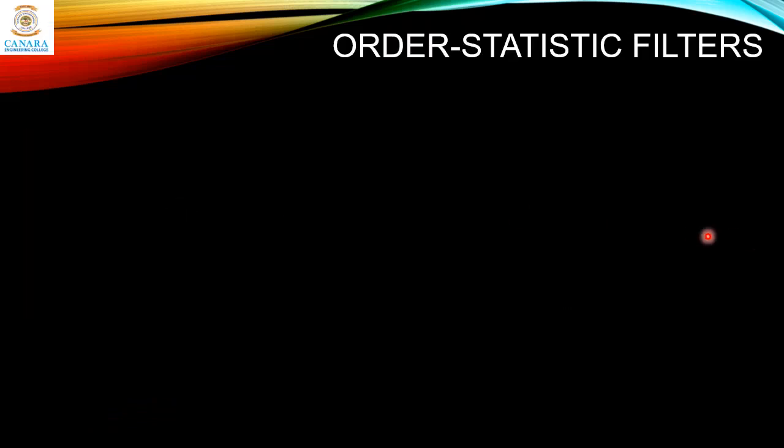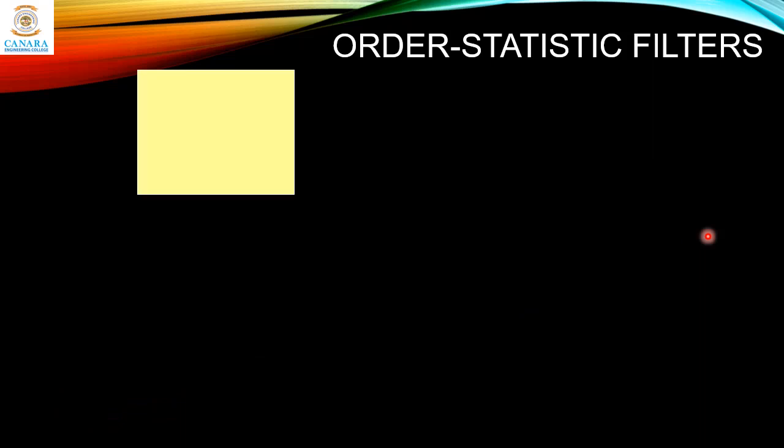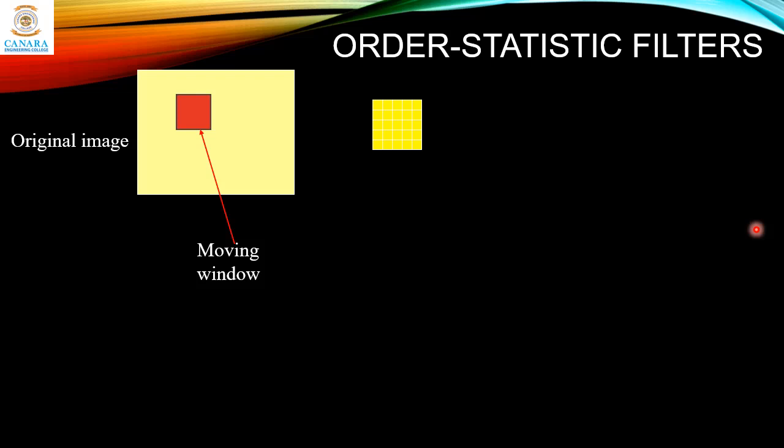So let us see how these order statistic filters work. Basically, we have an input image, and we need a filtering mask because it's spatial domain filtering. The size of the mask can be different: 3 cross 3, 5 cross 5, 7 cross 7, or any size defined by the user. This mask is a moving window, and here we have 5 cross 5 as an example.